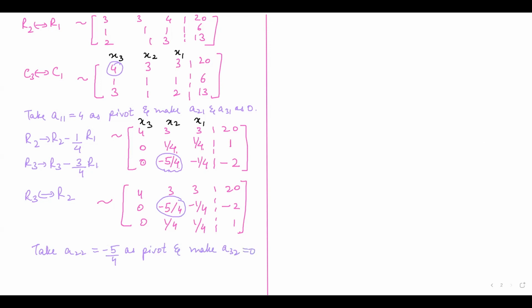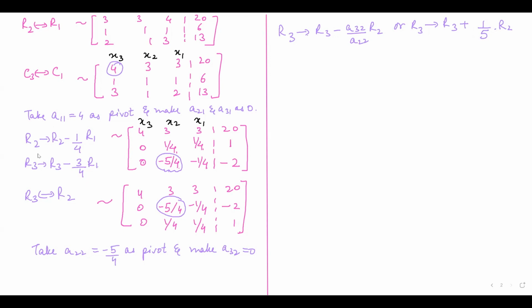So what would be the elementary row operations that you will be performing? My elementary row operations would be on row 3. So row 3 goes to row 3 minus A32 upon A22 times R2. So this is nothing but A32 is 1 upon 4 upon A22 is minus 5 upon 4 into R2. So when you cancel this, what I am getting is plus 1 upon 5. So I'll just write this as plus 1 upon 5 times R2.